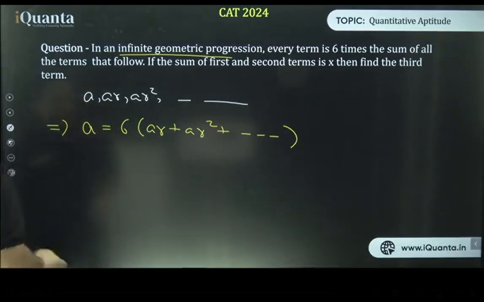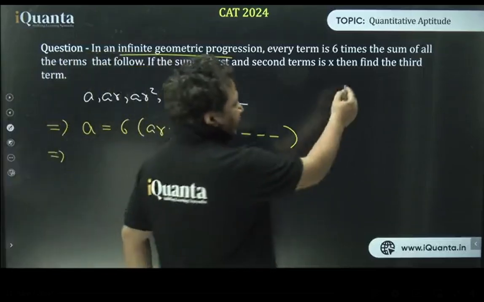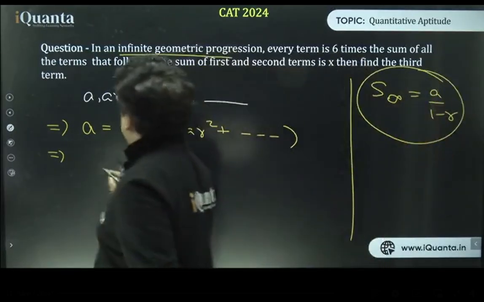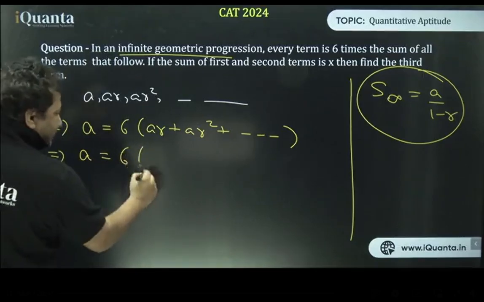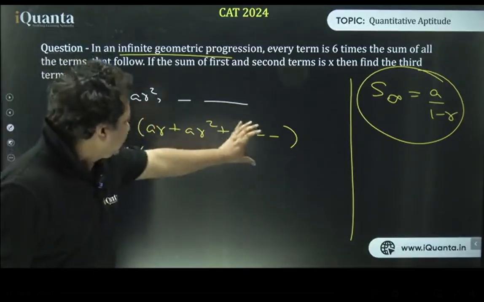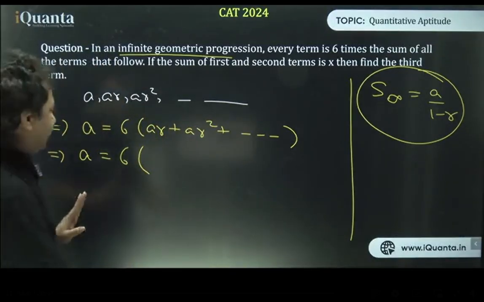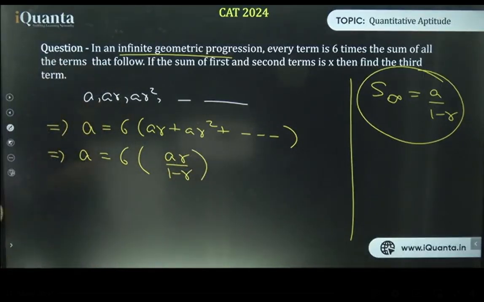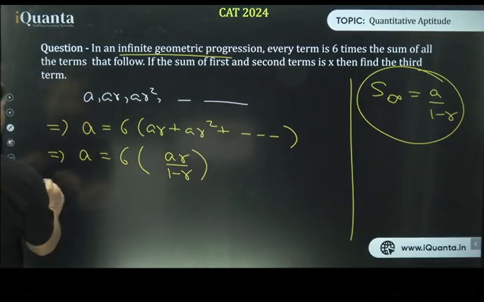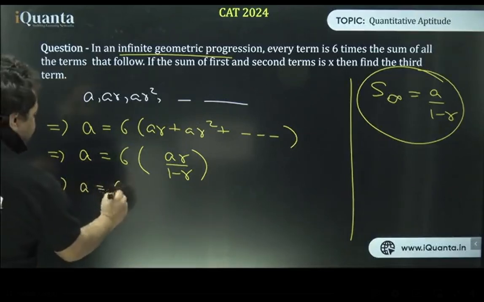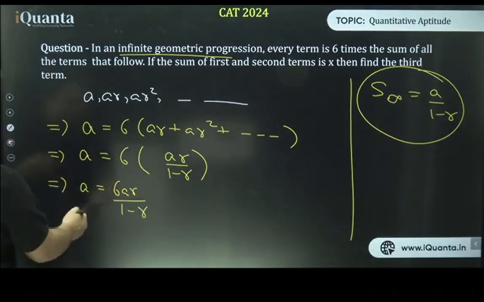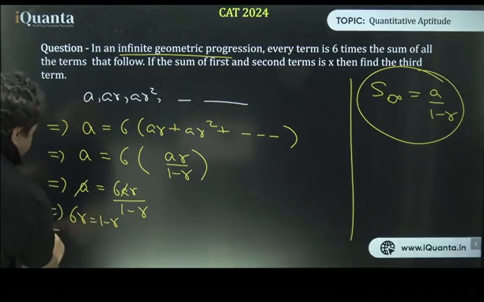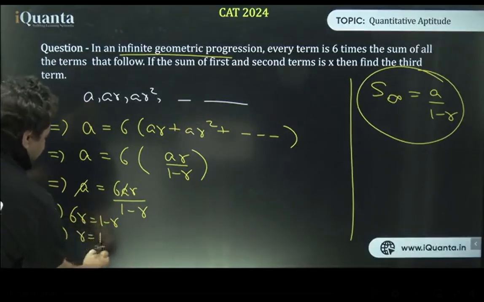Okay. Now, the formula for an infinite GP, what is it? It is first term upon 1 minus the common ratio. So, A is equal to 6 times. Inside this bracket, what is the first term? Inside this bracket, the first term is AR, not A. Isn't it? So, I'll write AR upon 1 minus R and close the bracket. Is this step clear to all of you? Which also means A is equal to 6AR upon 1 minus R. As A is a constant, it can be cancelled on both sides. So, now we have 6R is equal to 1 minus R, which also means that R is equal to 1 by 7. Is that right?